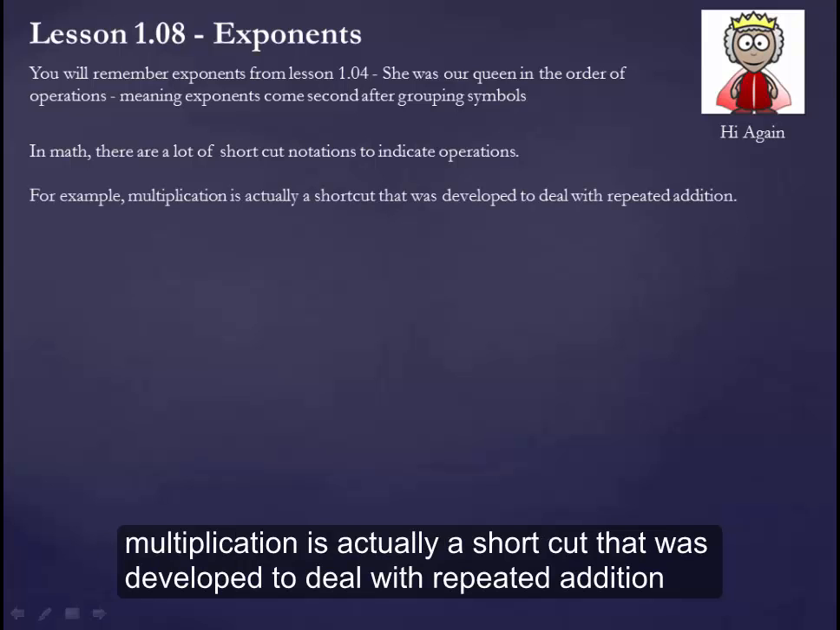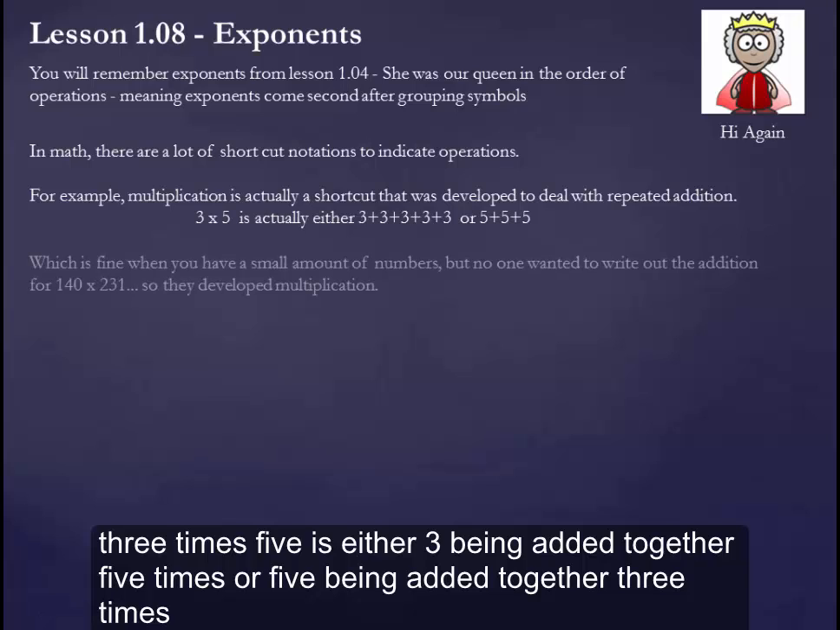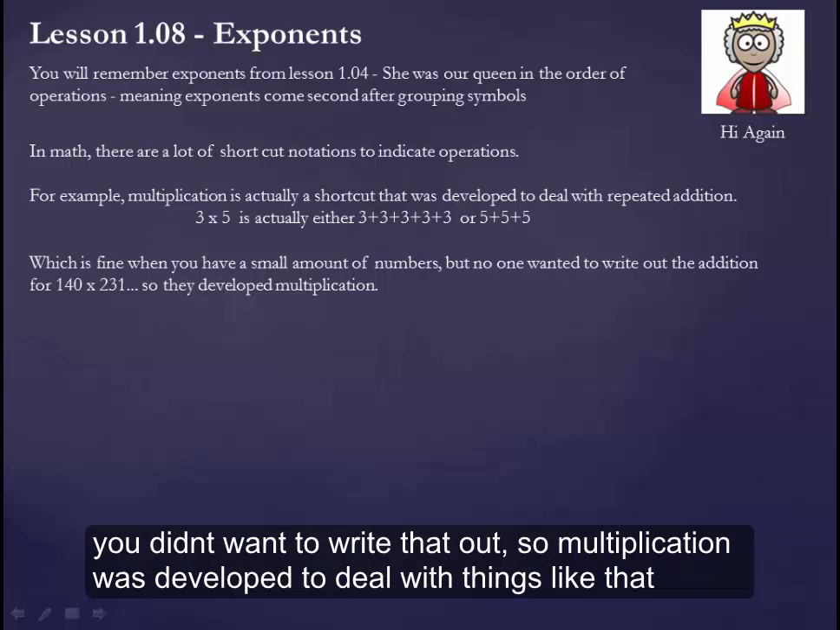Multiplication is actually a shortcut that was developed to deal with repeated addition. 3 times 5 is either 3 being added together 5 times or 5 being added together 3 times. And that's fine if it's short like this, but what if you wanted to add 140 together 231 times? You didn't want to write that out, so multiplication was developed to deal with things like that.